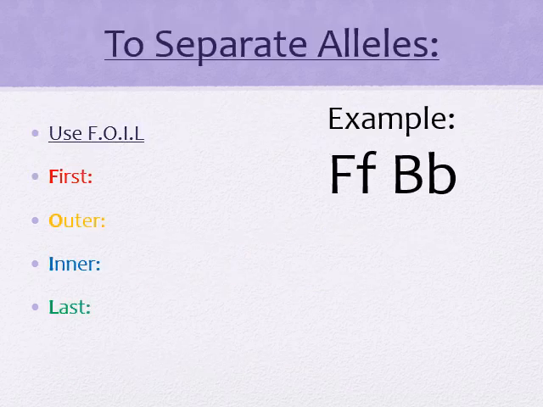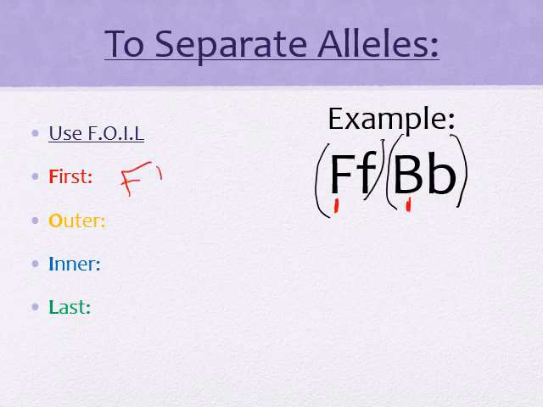Let's go. So the first thing we have to do is to go ahead and separate our alleles. So as you can see here, we have two different sets of alleles. We have the ones for facial hair, and we have the ones for fur color. And to go ahead and do this, we are going to use FOIL. So FOIL stands for first, outer, inner, last. So where it says first, we're going to use the first two letters from each combination. So that would give us capital F, capital B.